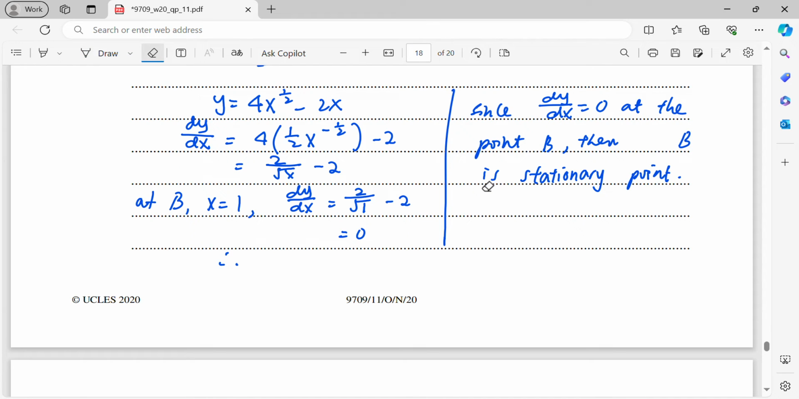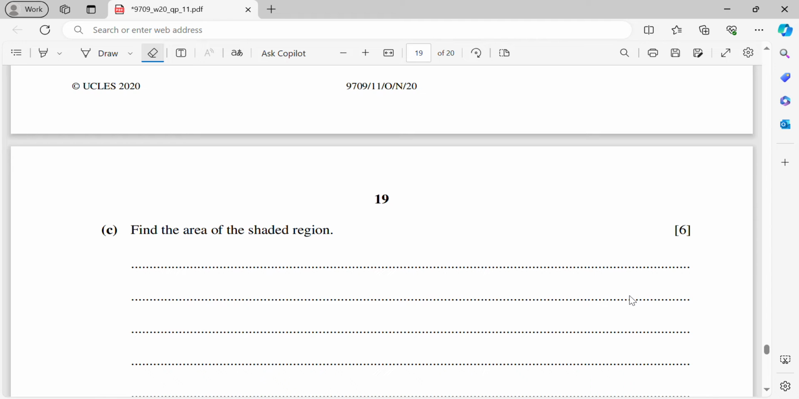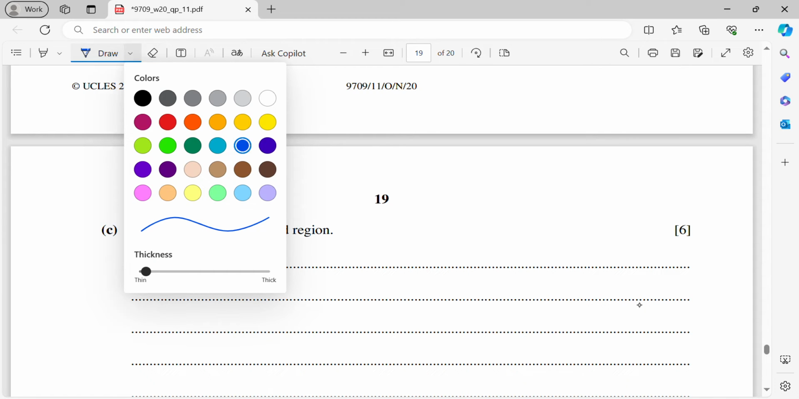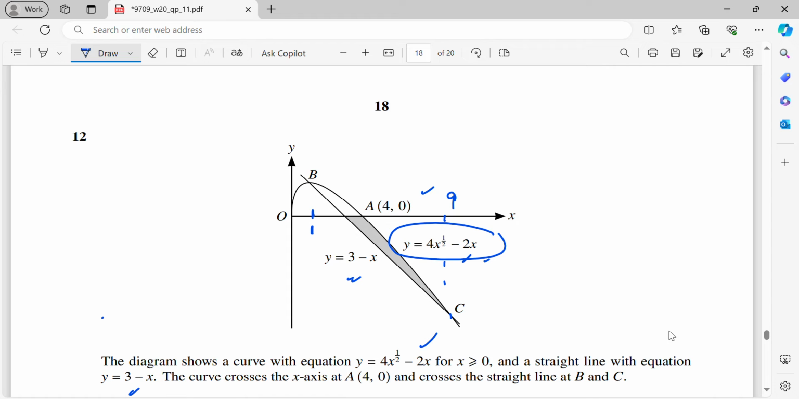Okay, so that's the solution of this question. Okay, find the area of the shaded region. So let's look at the graph. Area of the shaded region.